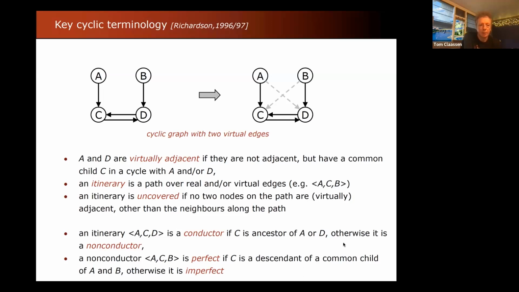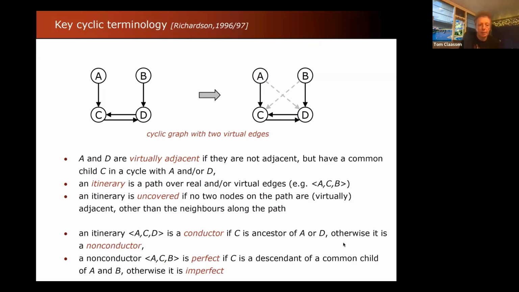In this example, we have the cyclic graph on the left-hand side, A, B, C, and D. There's a cycle between C and D. We say that A and D, the cross from top left to bottom right, are virtually adjacent if they're not adjacent but have a common child C in the cycle with A and/or D. You can check that this is the case. It behaves essentially like an induced edge in the acyclic case, and this is indicated with the dashed lines on the right-hand side. So you see there's an induced virtual edge between A and D and one from B to C.